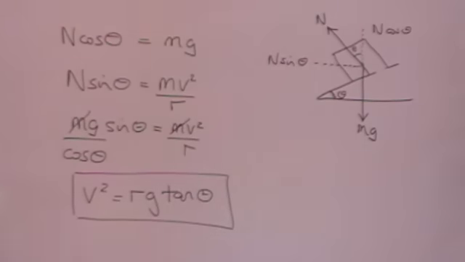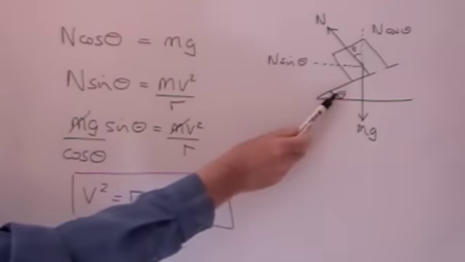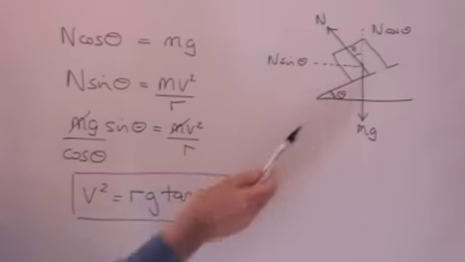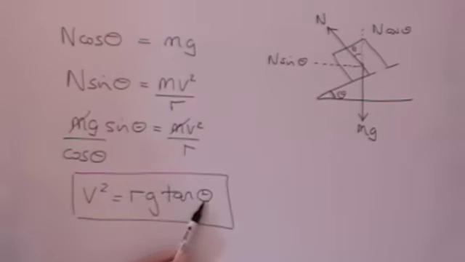And what that says is that you can travel round that banked circle at a speed v, where v will be determined by the radius of that circle. The bigger r is, the bigger the circle, the bigger v can be. And the bigger theta is, the bigger the angle to the horizontal, the faster you can go. So as you increase theta, you can increase the speed.